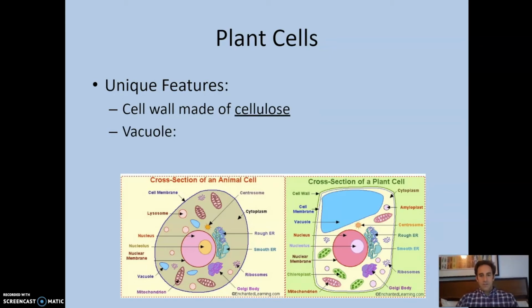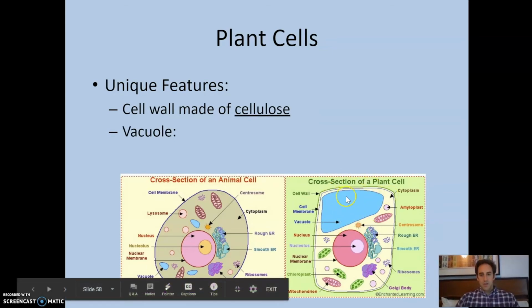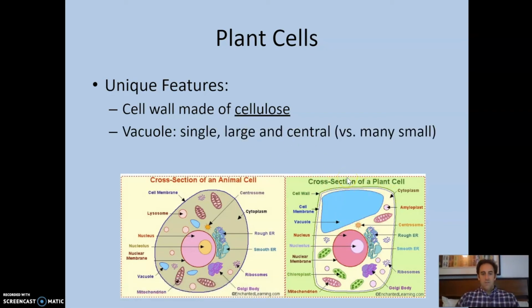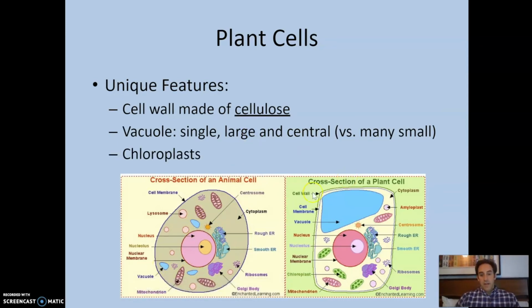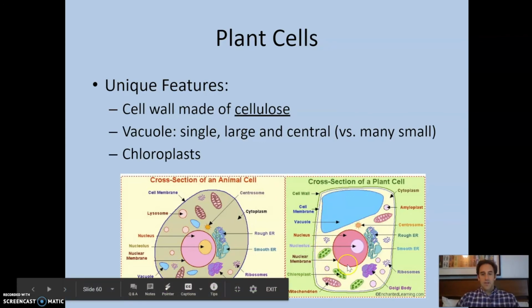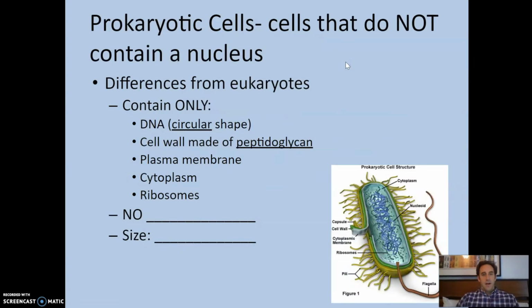Their vacuole is different, and if you look at that picture here, you'll see that the vacuole is a single large central vacuole, versus in animal cells, they have lots and lots of these smaller vacuoles. And then finally, they have chloroplasts, represented by these green structures, and animal cells do not. Chloroplasts, remember, do photosynthesis.